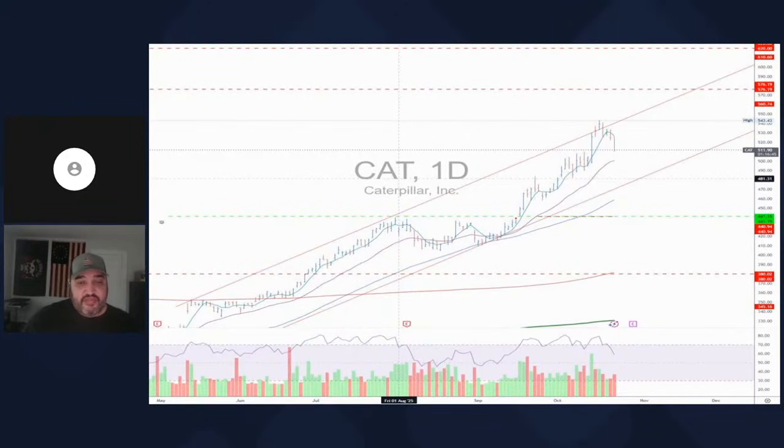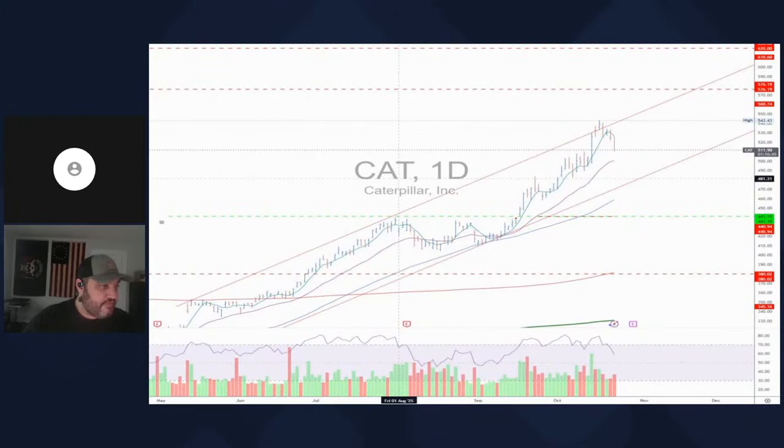You can see Caterpillar has now formed the channel. It's pulling back a little bit. So I'm probably going to re-add on the first retest of the 21, and I'll be looking for a move to 574 and then potentially 620. The chart looks fantastic there. I'm a big fan of that chart, and I think we still have a lot of nice upside there.